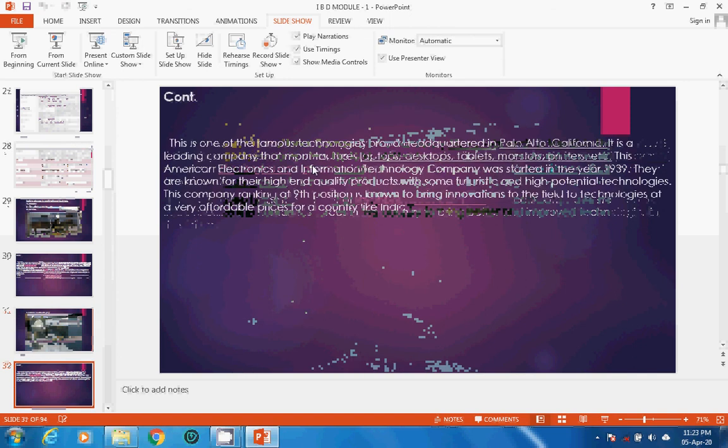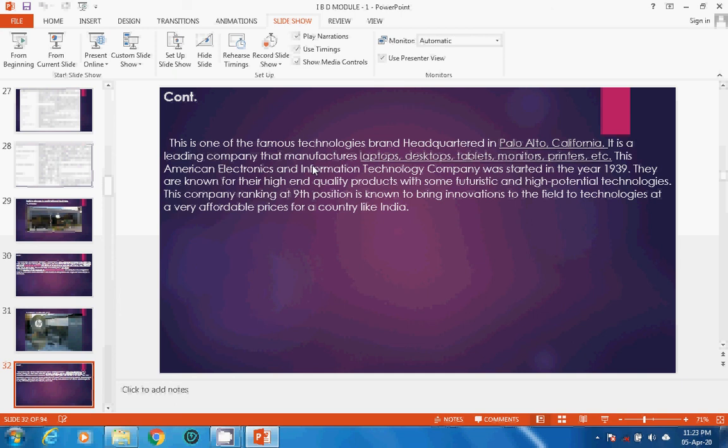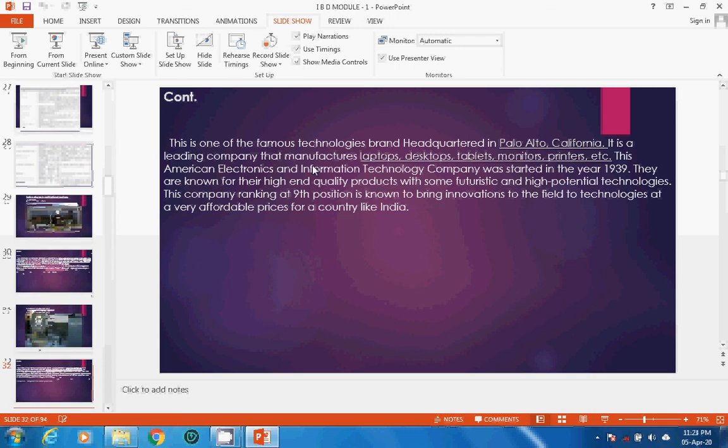Hewlett Packard. This is one of the famous technology brands headquartered in Palo Alto, California. It is a leading company that manufactures laptops, desktops, tablets, monitors, printers, etc. This American electronics and information technology company was started in the year 1999. They are known for their high-end quality products with futuristic and high potential technologies. This company, ranking at ninth position, is known to bring innovations to the field of technologies at very affordable prices for a country like India.